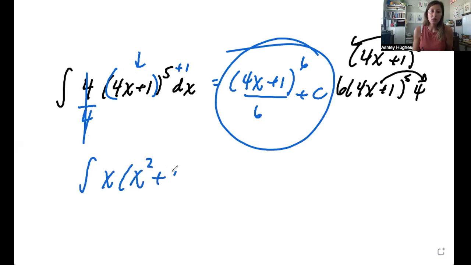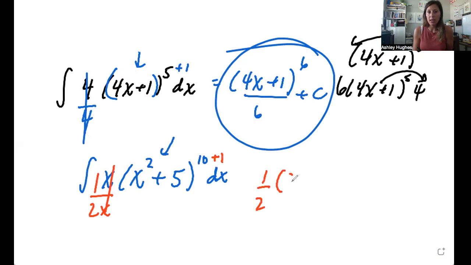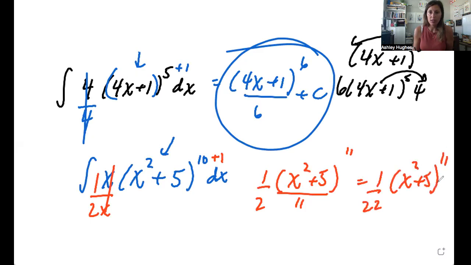It works as long as the variables cancel out. So I notice this guy has 1 bigger power, right? I look in here, I take the derivative of x squared, which is 2x. I divide by the derivative, then I increase this by 1. So 1/2 x squared plus 5 to the 11th, divide by 11. So 1 over 22 x squared plus 5 to the 11th plus c.